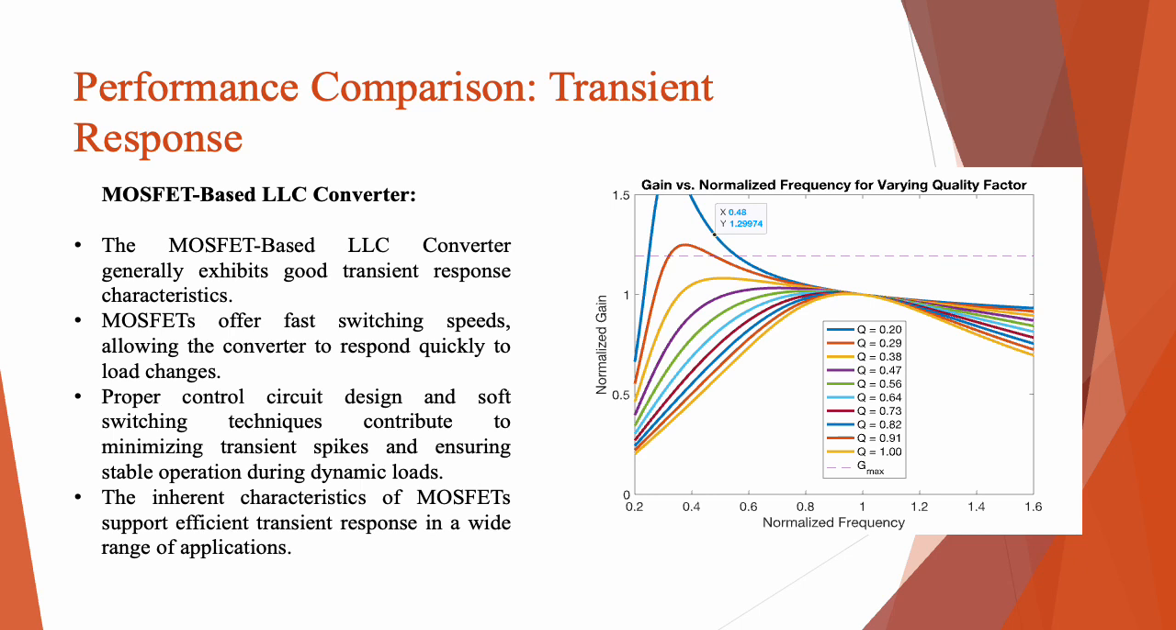The MOSFET based LLC converter generally exhibits good transient response characteristics. MOSFETs offer fast switching speeds, allowing the converter to respond quickly to load changes. Proper control circuit design and soft switching techniques contribute to minimizing transient spikes and ensuring stable operation during dynamic loads. The inherent characteristics of MOSFETs support efficient transient response in a wide variety of applications.